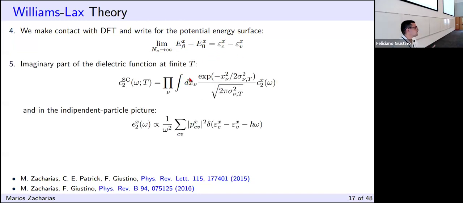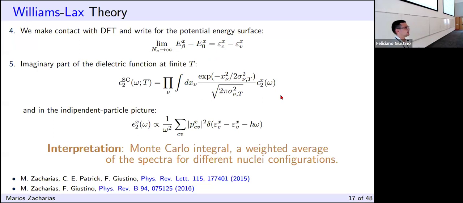And then this allows us basically to compute the dielectric function at finite temperatures. For simplicity, we use the independent particle approximation, but here the dielectric function is agnostic of the approximation. Someone can use a BSE calculation to evaluate the dielectric function. Still, the same equation applies. So what is the interpretation of this expression?